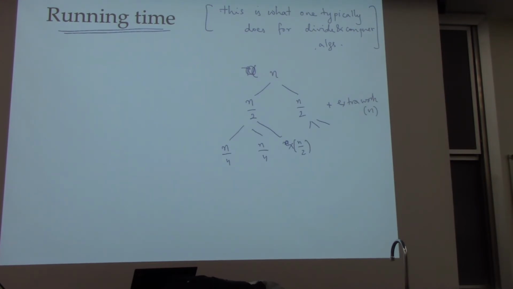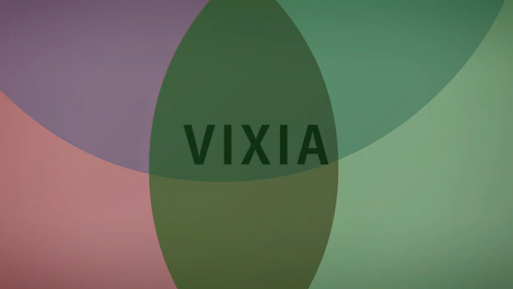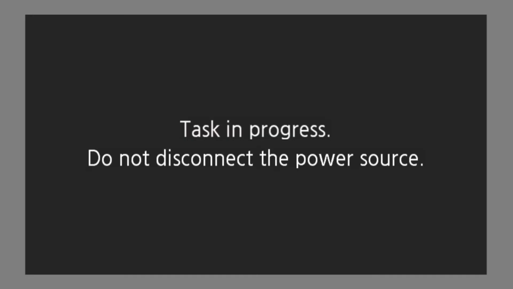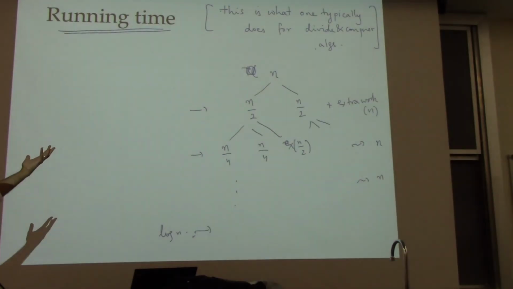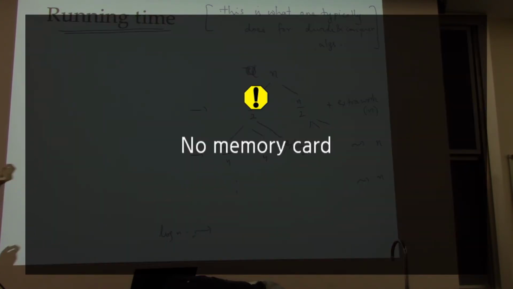So for each level, I need to count the number of levels. Yeah. So you have the number of levels being log n. Right? And each level, the extra work for the first level is n, for the second level is also n by 2 plus n by 2, that is n. Again n by 4 plus n by 4, so that sums up to n. One would solve recurrences, but this, yeah, you'll see it gets a little trickier to do.